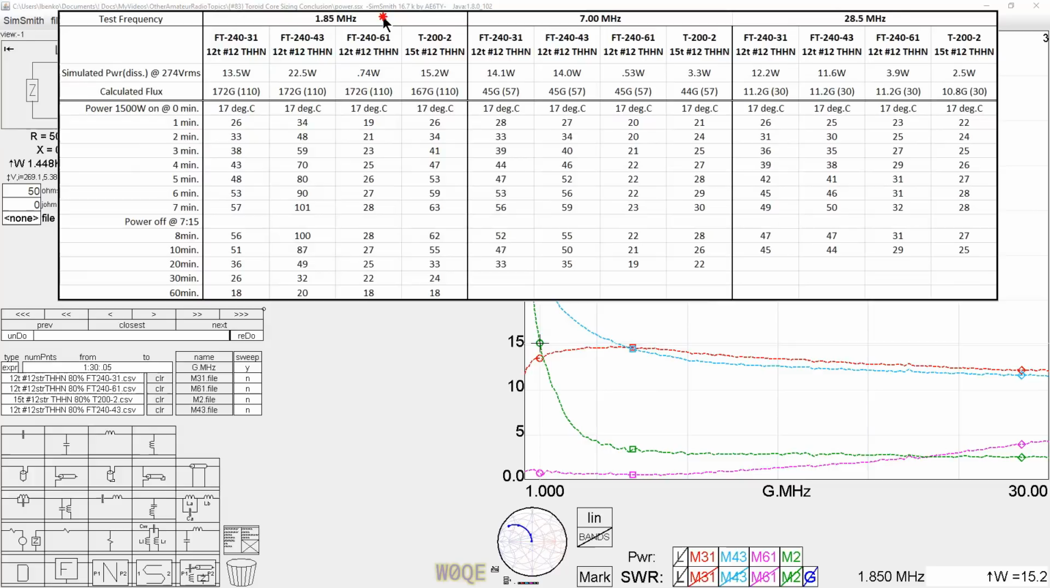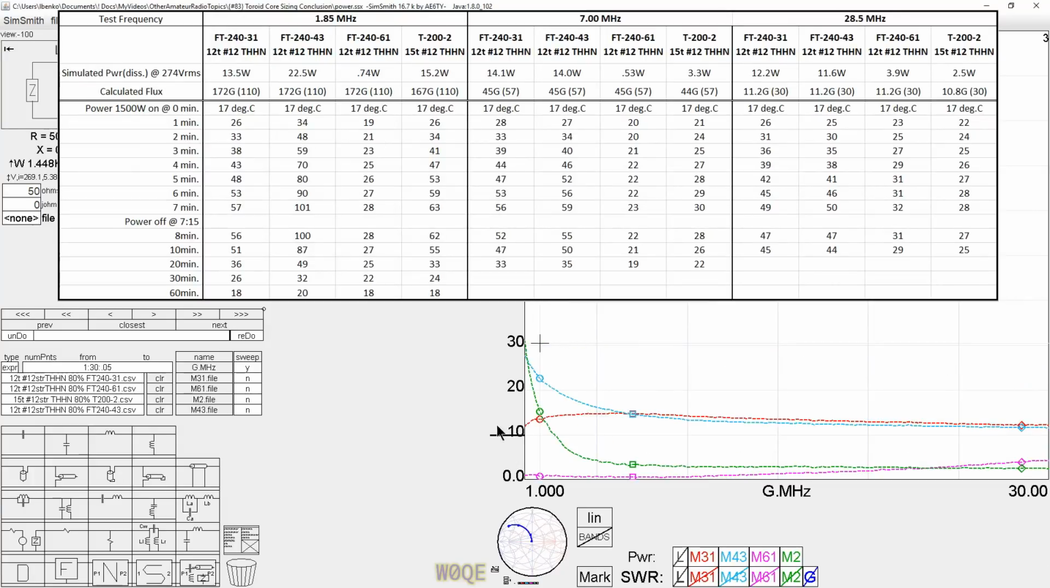All right, here's the results. It's going to be a little tricky to show both of these at the same time. That may work. So on 160 meters, the blue trace is the 43 material. I expected it to get the hottest. It did. The temperature rose to 101 degrees Celsius after 7 minutes.